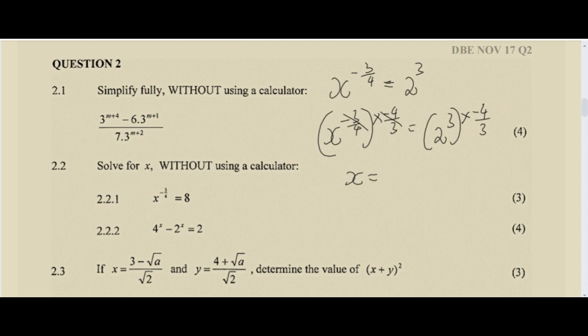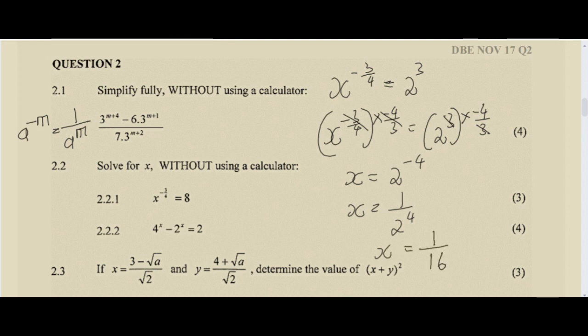But then here, the 3 will cancel out with the 3, and then we have 2 to the exponent of negative 4. Right, using the law that says if you have a to the exponent of negative m, this would be 1 over a to the exponent of positive m. We can write this one as x is equal to 1 over 2 to the exponent of 4. Right, so this is x equals 1 over 16.